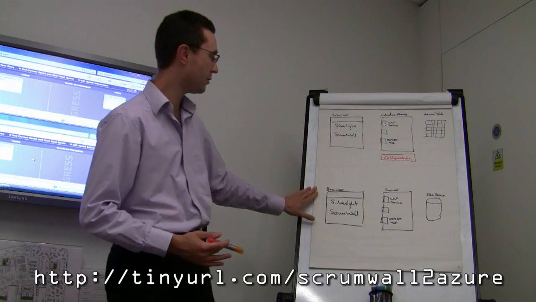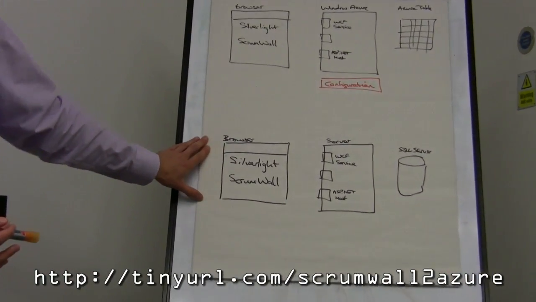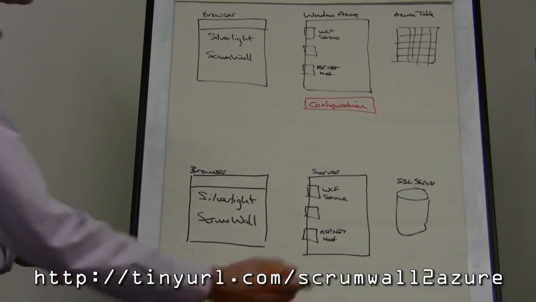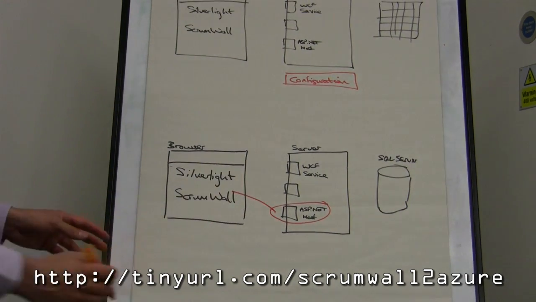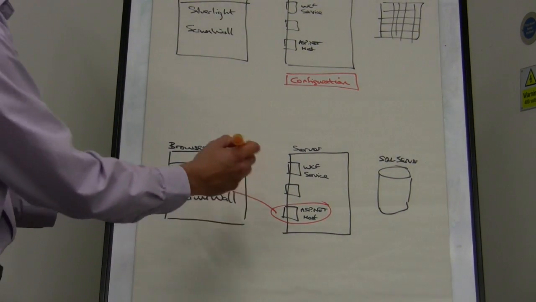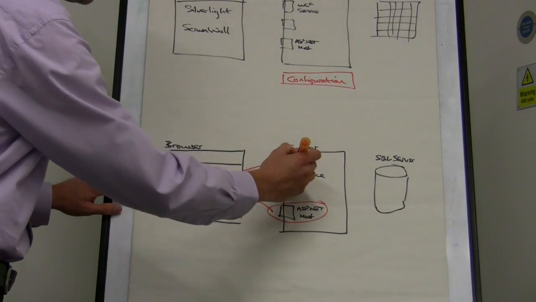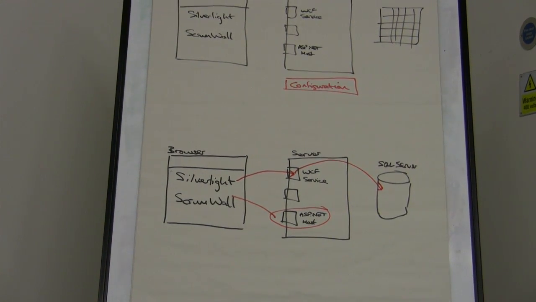So here at the bottom is our on-premise version that we built. Very simply sketched out here. So we have our browser-based Silverlight application hosted in the ASP.NET website, and that's served up to the browser. The Silverlight application here retrieves data through various WCF services, and that's all stored in a conventional SQL Server relational database.